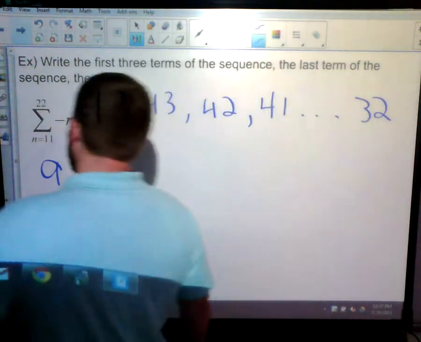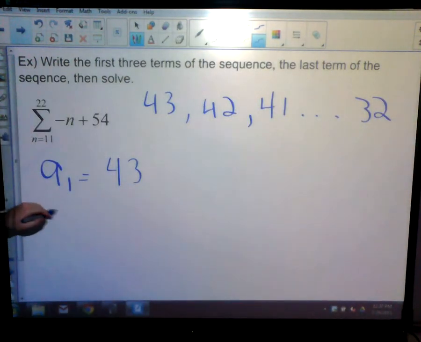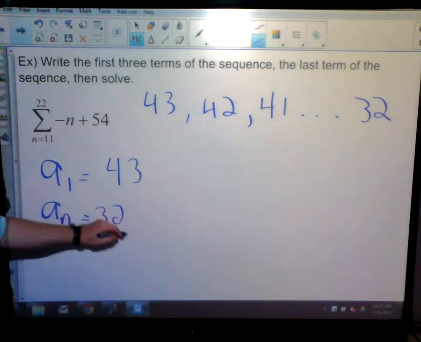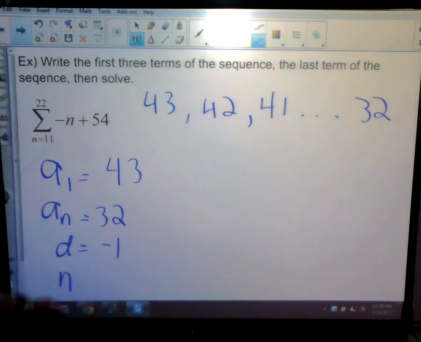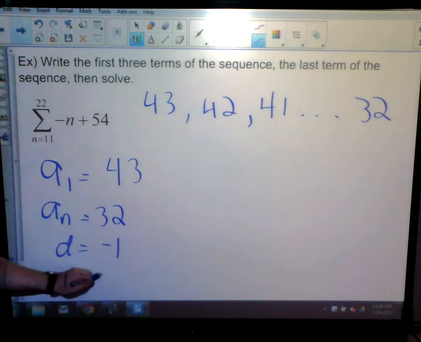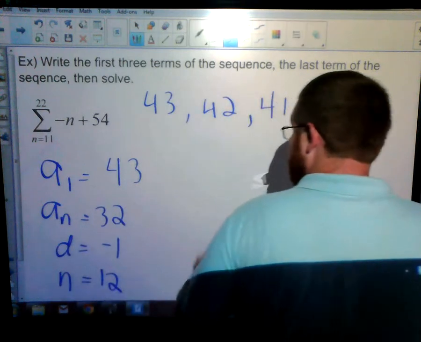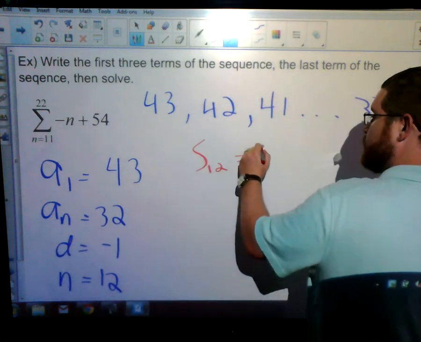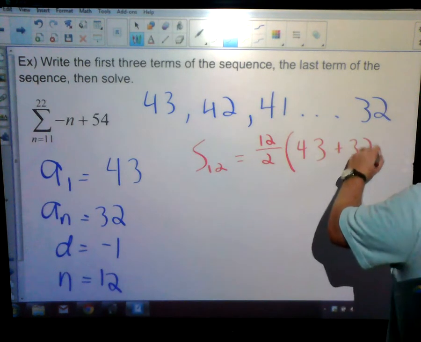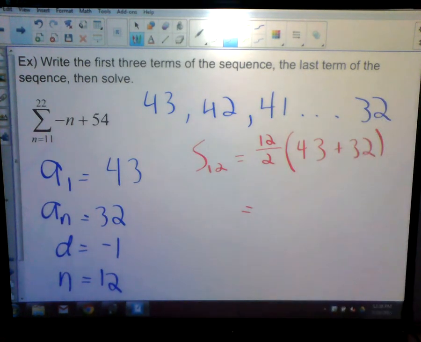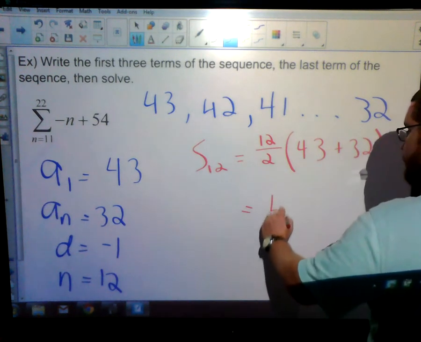So a sub 1 is 43. A sub n is 32. D is negative 1. What's n? Well, how many numbers are there between 11 and 22? You want to say 11, but there's really 12 because you have to count 11 and 22. So S sub 12 is equal to 12 over 2, times 43 plus 32. That is 450.